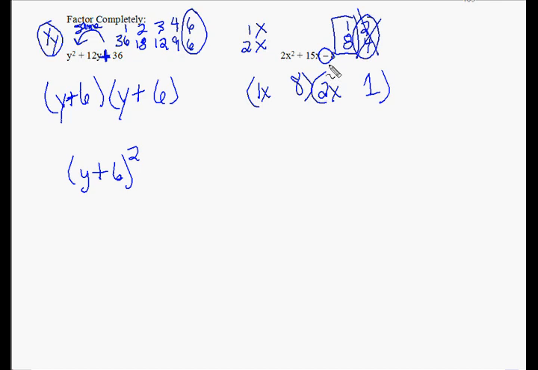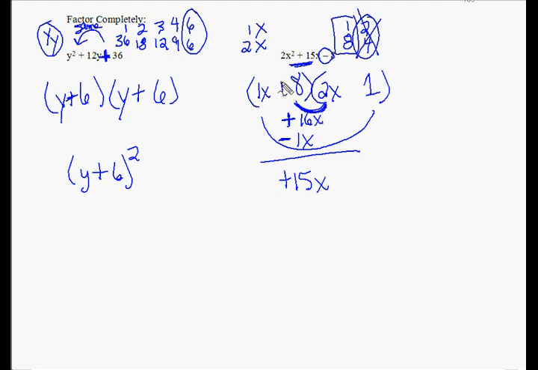Now here we see that the subtraction is the last sign, which means the signs are going to be different. Anytime I try and figure out what the signs are when they're different, I do what I call a smile. I multiply the 8 times the 2x, 16x, and the 1 times the 1x, which is 1x. I want, when I'm all done, a positive 15x. So if I have positive 16 and a negative 1, that would leave me with a positive 15x. The plus goes from this little smile, so it goes in the first set of parentheses. And the minus, from the big smile, goes in the second set of parentheses.